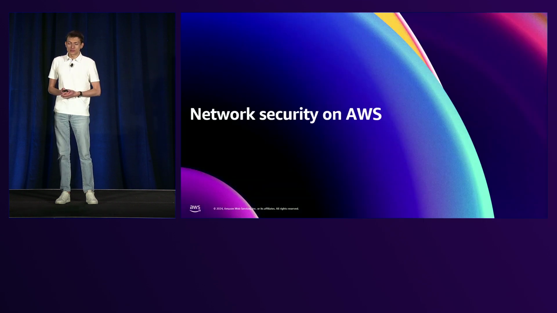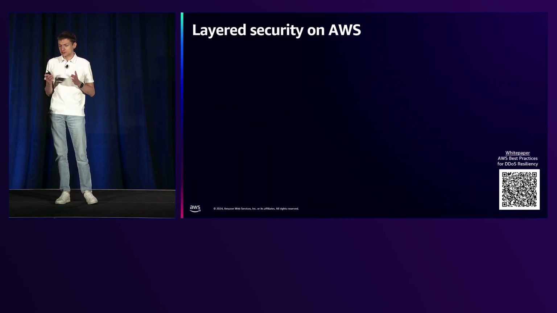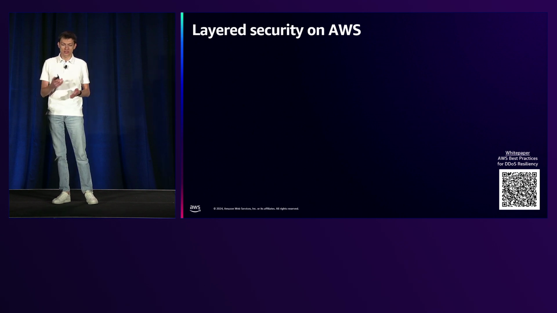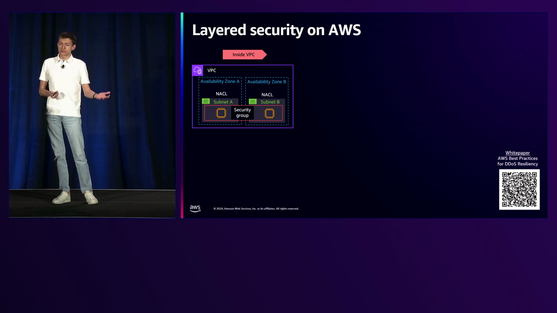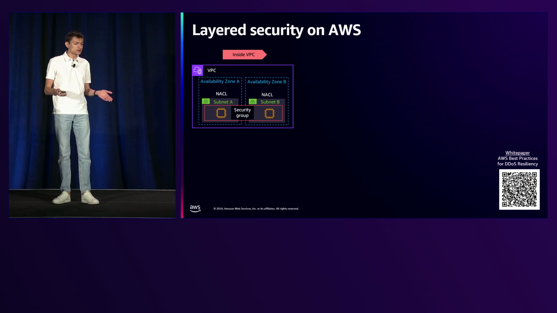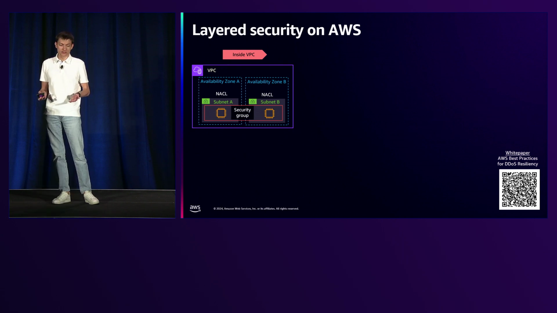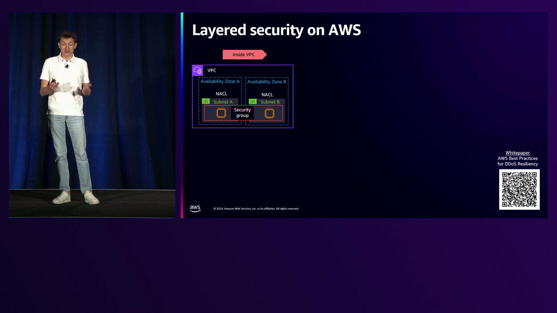And now let's take a look at network security on AWS. And I want you to think about it as a layered approach. So there are different layers and there are different services on AWS which can help you out here. So inside of a VPC, you have security groups and network access lists, or NACLs. Security groups are a distributed, stateful firewall, which is present on most of the network interfaces. Network ACLs, in contrast, are a stateless firewall between your subnets.